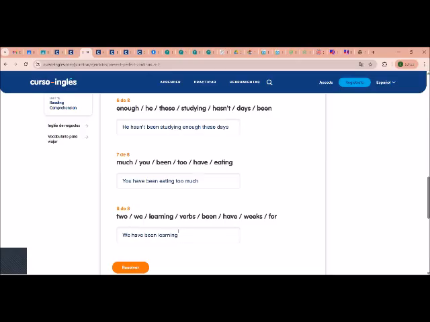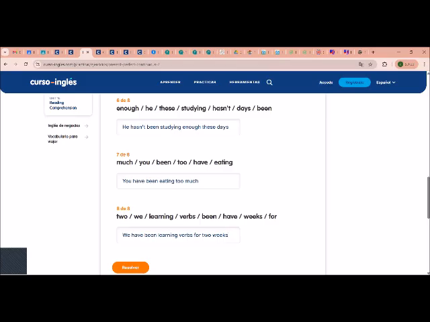We have been learning. All right, good. So we have been learning ¿qué? ¿Qué estuvimos aprendiendo? We have been learning verbs. ¿Por cuánto tiempo? For 2 weeks. All right, repeat. We have been learning verbs for 2 weeks.